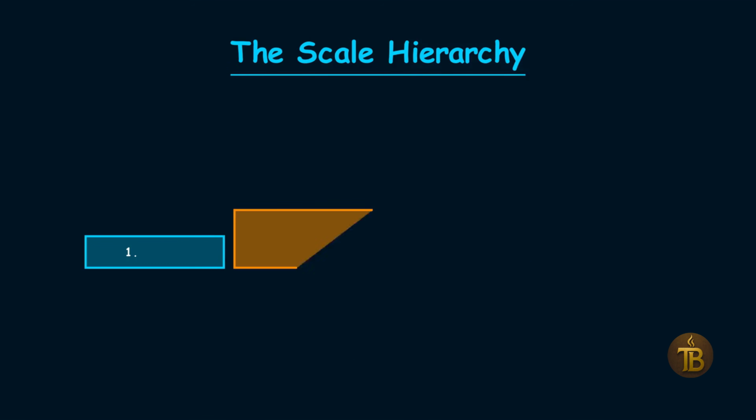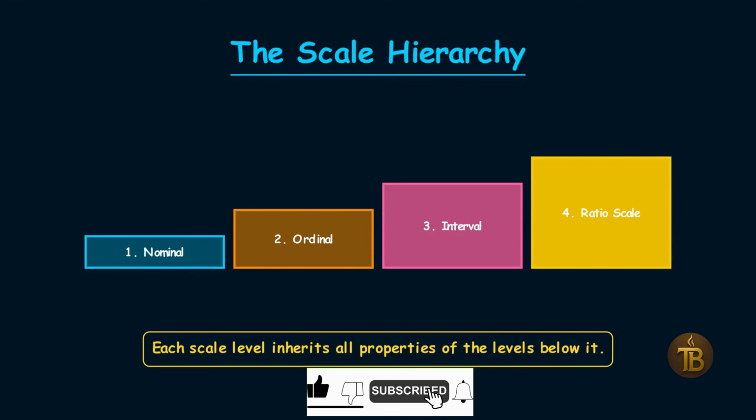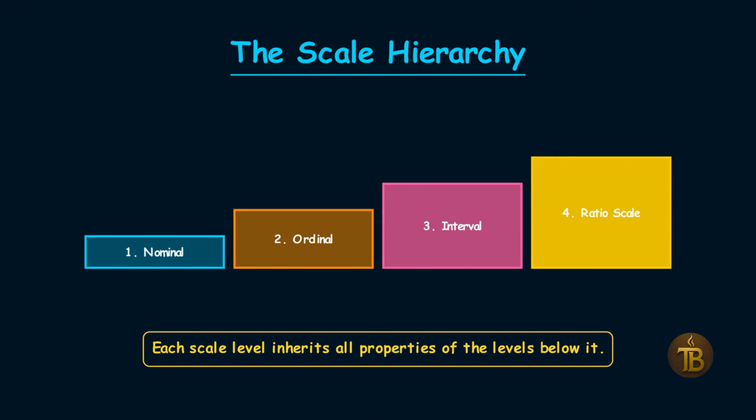All these scales fit into a clean measurement hierarchy. Starting from nominal at the base, each level inherits all mathematical properties of the levels below it, with ratio scales holding the most mathematical power.